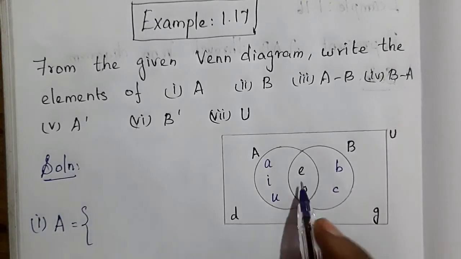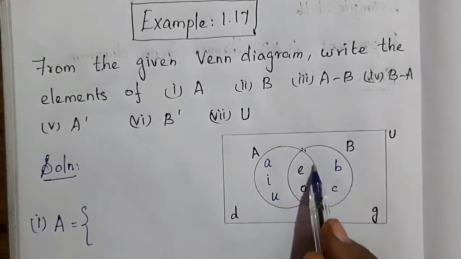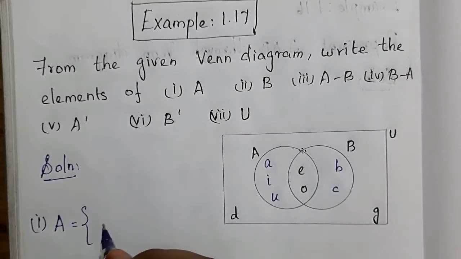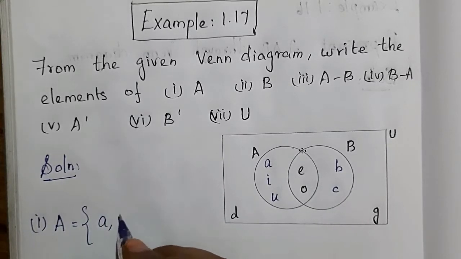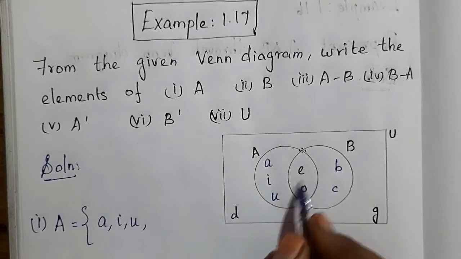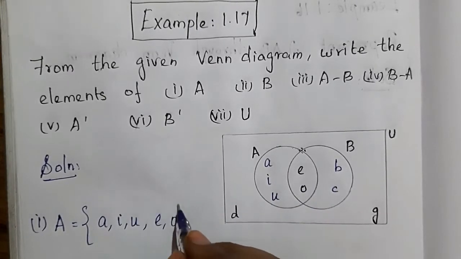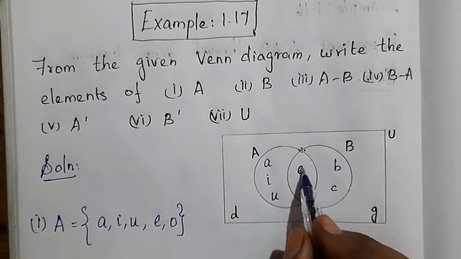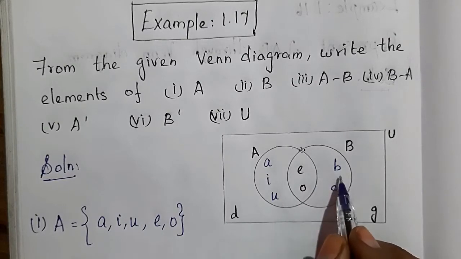A equal to set of all. Write all the A. This is the set A. So the elements are A, I, U, also E and O. This E and O are common for B also.